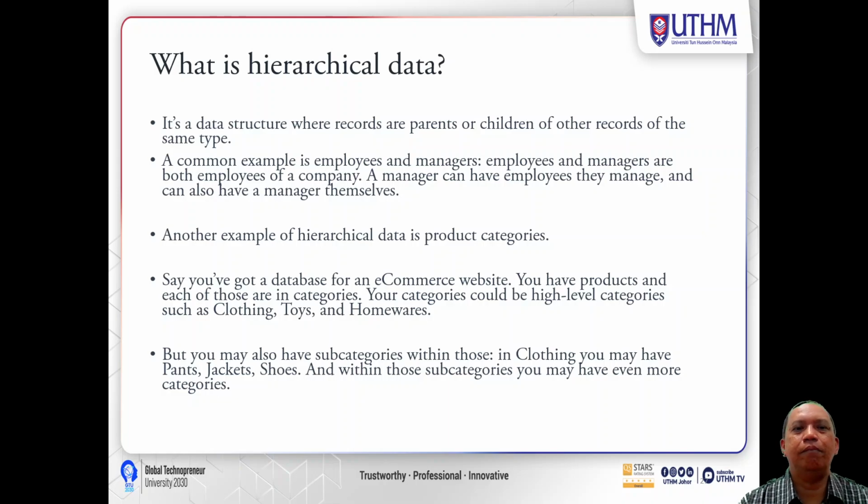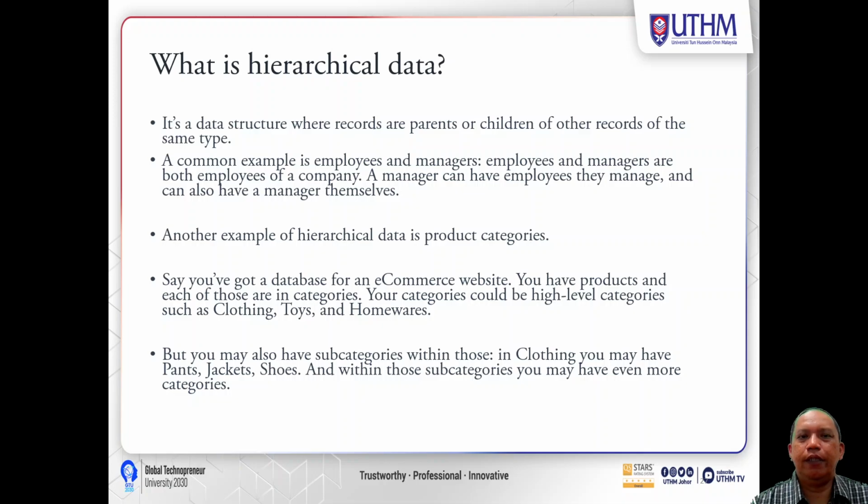A common example is employees and managers. Employees and managers are both employees of a company. A manager can have employees they manage and can also have a manager themselves. So in this case we have a superior, maybe a managing director, then a manager, and under the manager a normal employee. So we have three levels in this situation. The parent-child relationship is what we call hierarchical.